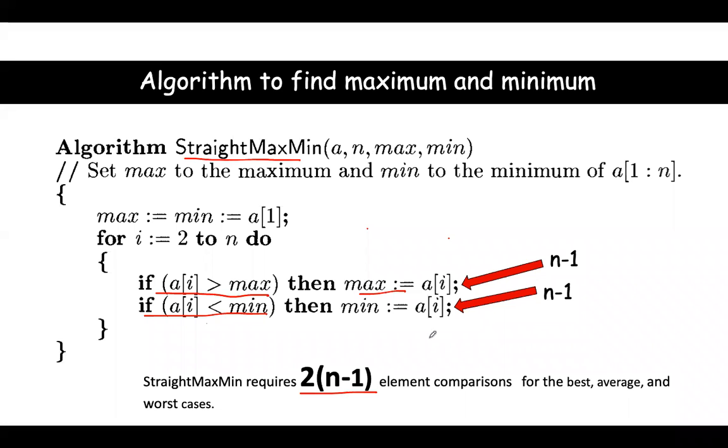Now we got theta of n, that is big O of n. Remember this: we have to get better complexity when we apply divide and conquer. Just remember that.